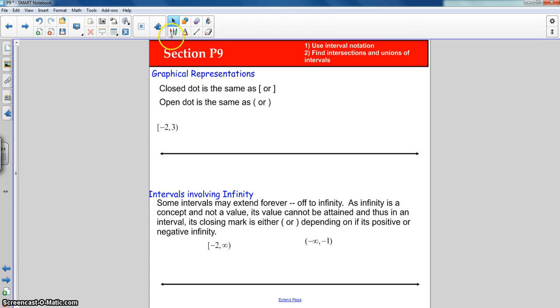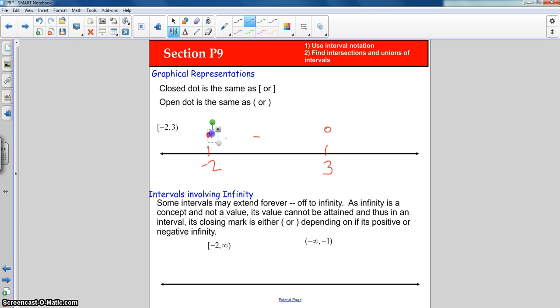Now, we can also represent these graphically. So, if we see brackets, that's when we have a closed dot. And if we have parentheses, that's when we have an open dot. So I'm going to put these values on my number line, the end values on my number line. So here's -2, and here's 3. And I look at the end marks. So I have a bracket at -2, so I have a closed dot here. And then at 3, I have a parentheses, so that's going to be an open dot.